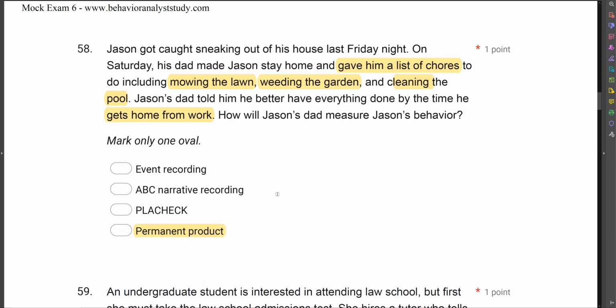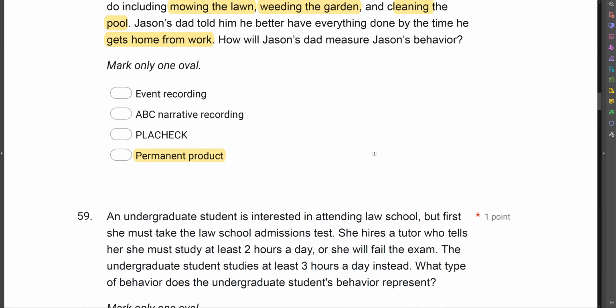Jason's dad isn't there, and so all he can do is measure the product or the outcome of Jason's behavior. And this is one of the advantages of permanent product. Sometimes you want to measure the outcome. You're not too concerned about how the learner got there, right? You're just more concerned with the product or the outcome. So Jason's dad is likely going to measure Jason's behavior using permanent product.